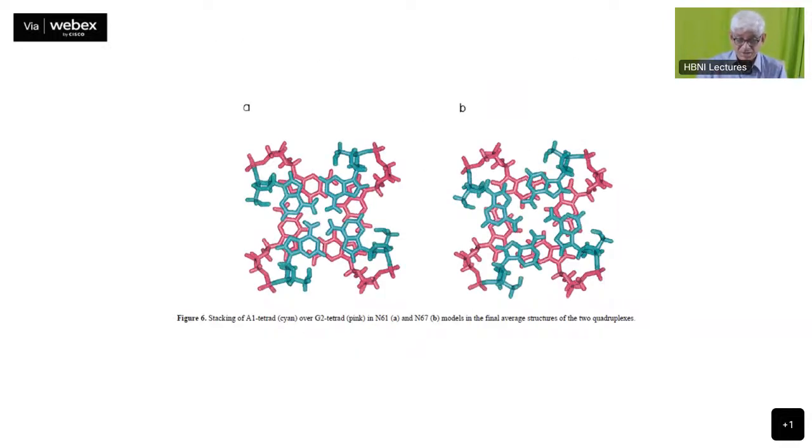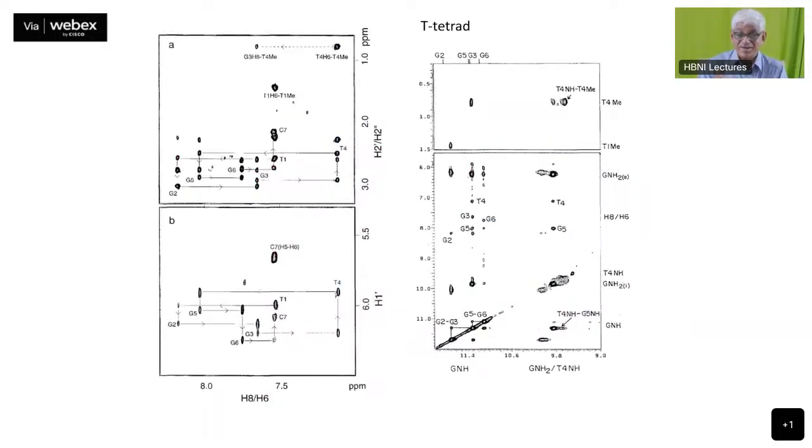After that, we went forward to look at whether it is possible to form tetrads of other bases, whether the T tetrad can be formed. And indeed it turns out that you can also form a T tetrad. The T tetrad was happening in a particular telomere sequence, and that analysis came from the analysis of the NOESY spectra. The crucial thing was the T1 H6 to T1 methyl, and T4 NH to T4 methyl. So all of these analyses which I described earlier could be identified there.